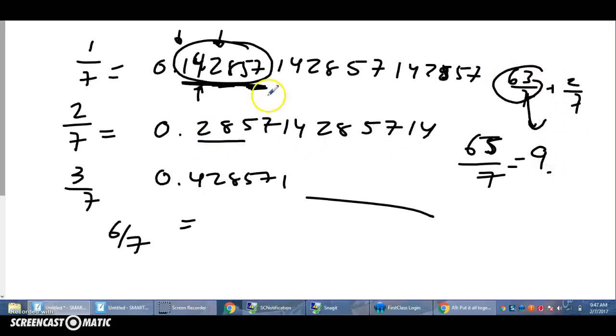2/7, I remember it's 2 is the second number. 1, 4, 2, 8, 5, 7. 2 is the second smallest number, so it's 2, 8, 5, 7, et cetera, et cetera.